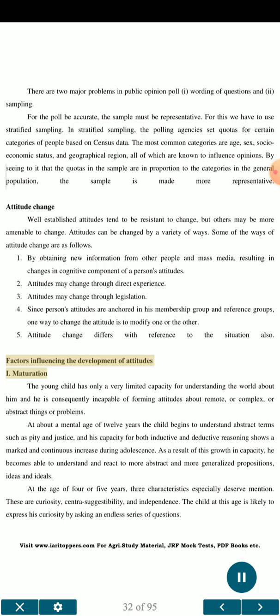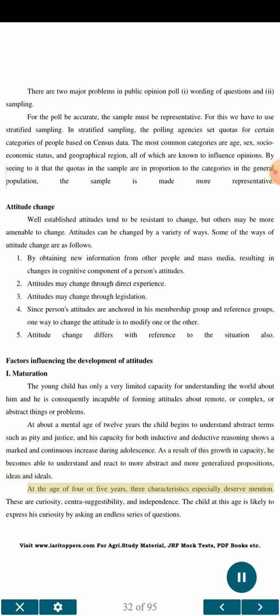Factors influencing the development of attitudes. 1. Maturation. The young child has only a very limited capacity for understanding the world about him and he is consequently incapable of forming attitudes about remote, or complex, or abstract things or problems. At about a mental age of 12 years, the child begins to understand abstract terms such as pity and justice, and his capacity for both inductive and deductive reasoning shows a marked and continuous increase during adolescence. As a result of this growth in capacity, he becomes able to understand and react to more abstract and more generalized propositions, ideas and ideals.